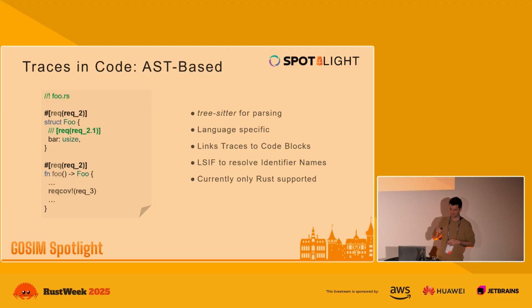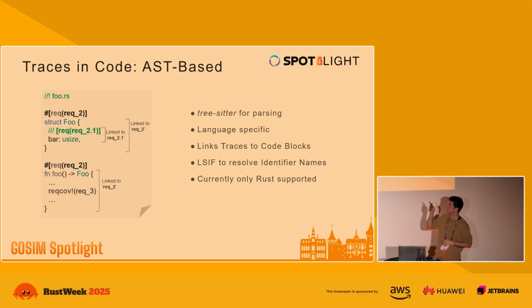to collect or to detect those traces in code. I use tree-sitter, so I parse the Rust code file by file and then walk through the generated AST to detect those traces. This means it's language specific for this approach, and I refer to it as the AST-based one. The nice benefit of the AST approach is that we can now link traces to whole code blocks, and this is quite useful later when talking about tests and coverage, linking everything together.